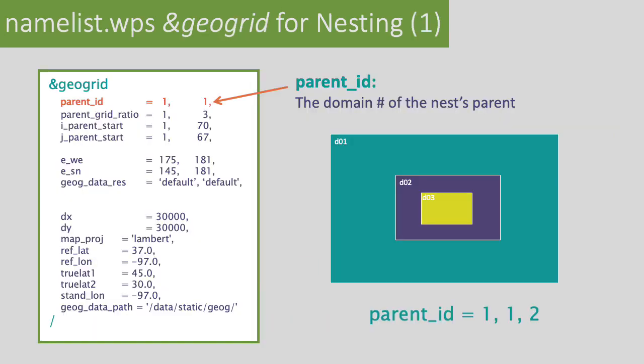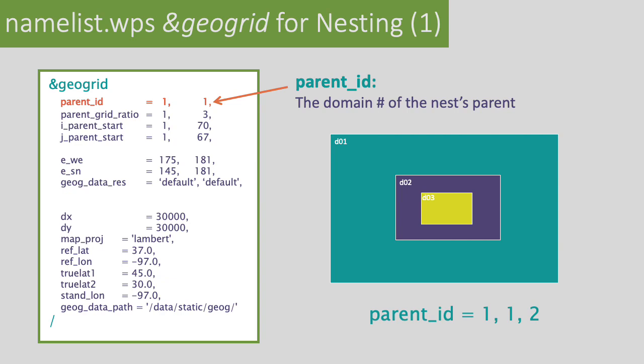Here we have the geogrid section of the namelist. The first thing you'll need to set is the parent ID, which identifies each domain's parent. Just to show this more clearly, on the right, we are showing a 3-domain example. Parent ID is set to 1 for the outer domain because it has no parent. It is its own parent.